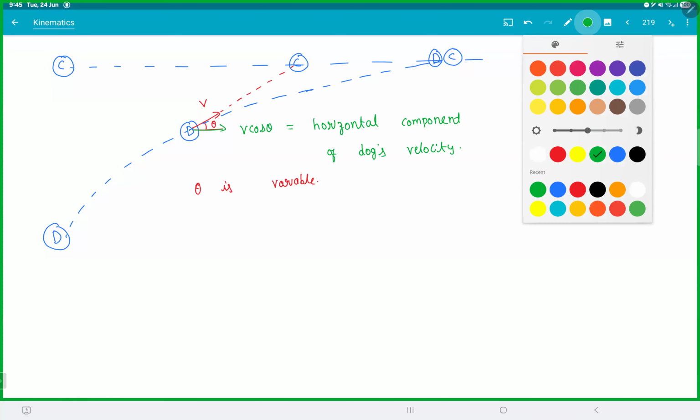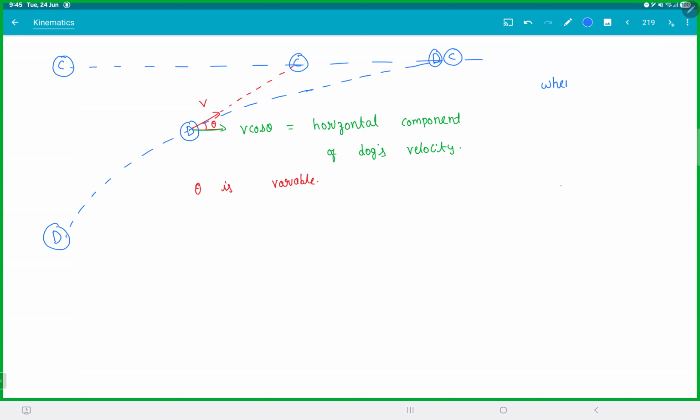Now, by the time when the dog catches the cat, they both must have traveled the same horizontal distance, not the total distance. They must have covered same horizontal distance. How much is that? That we don't know, but we know it is the same horizontal distance. That much we know. Therefore, we can write, so this we are doing in the ground frame.